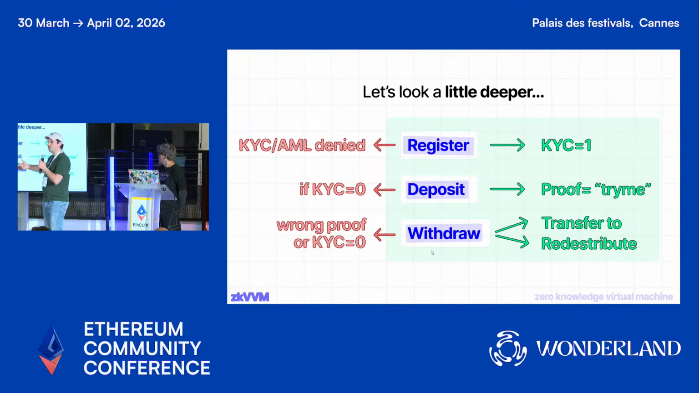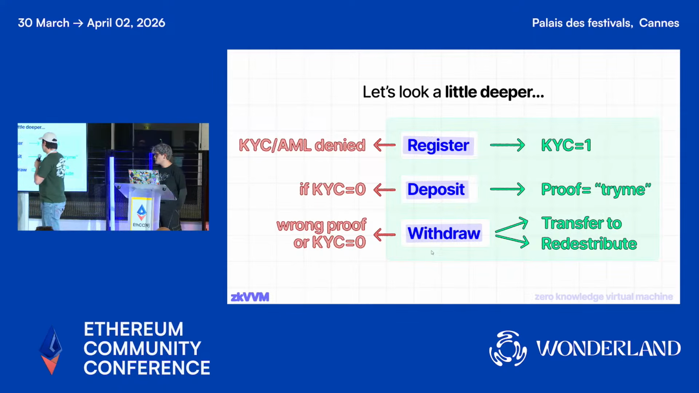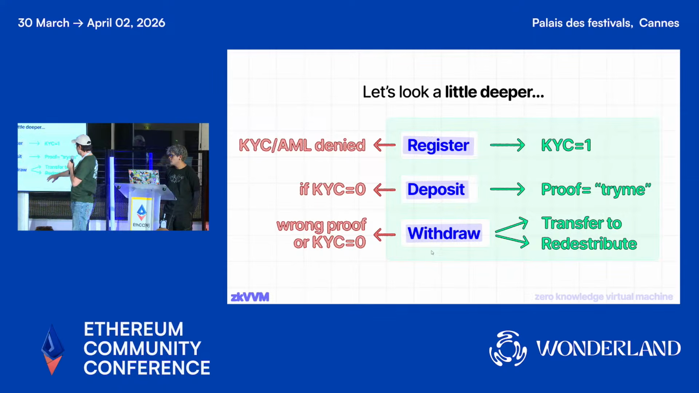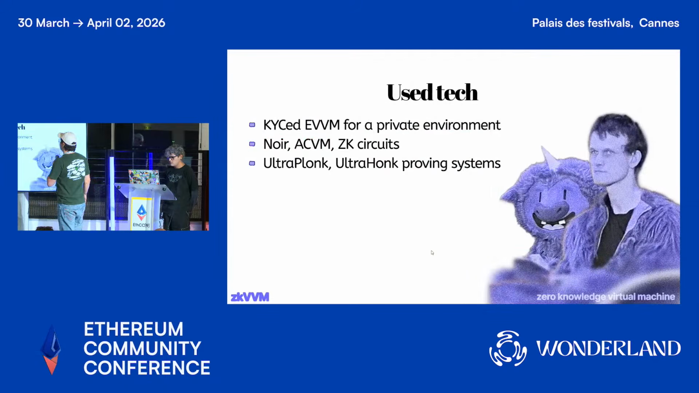And when someone wants to withdraw, that is the privacy transfer. If they got the wrong proof, it's not authorized. Another is authorized with the right proof. And if it's true, they can redistribute or transfer to make a withdrawal inside the EVM. Okay, we go. What we used to foresee was the EVM with small changes, Noir, ACVM, and CK circuits, with the UltraPlonk and UltraHonk proving systems.